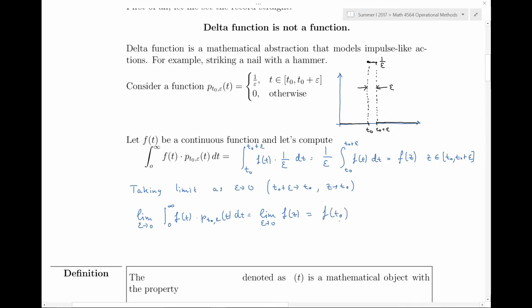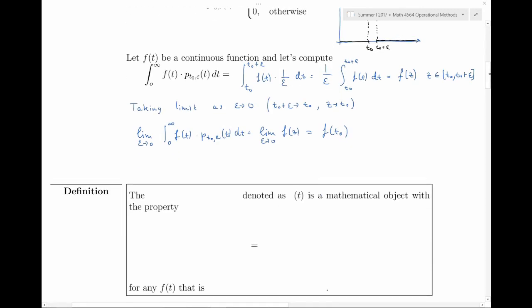So we see that in the limit, my function p has this interesting effect. It just evaluates the function at t naught. But this is very strange, because the function p converges to the function which is always 0 except at t naught, and it seems like at t naught the function converges to an infinite value. And no classical function will have properties like that. So the limit of the function p is not a classical function. What it is, is a mathematical object, which we call the delta function.